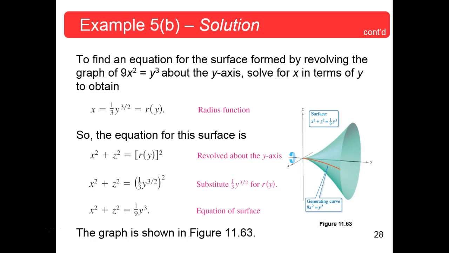Now, there was that generating curve that they had, 9x squared equal y cubed. Fine. You couldn't prove it by me whether they did it wrong or right. I have no clue. Now that's all they're going to do.